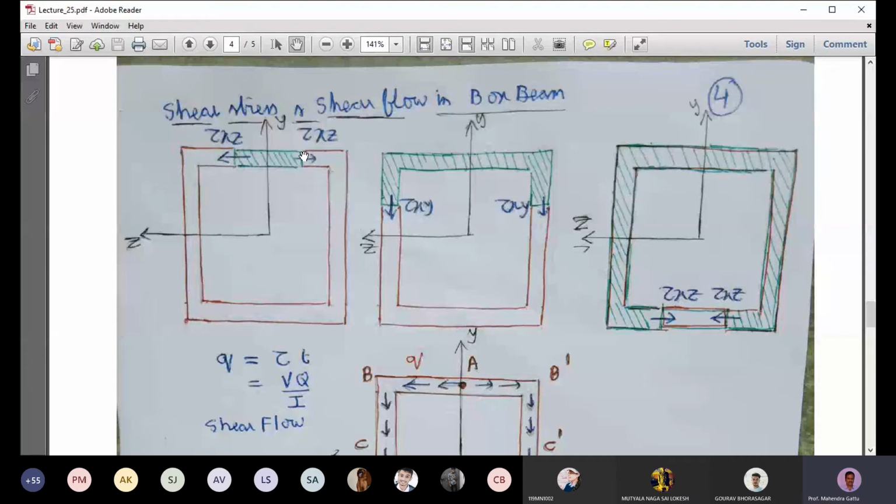Okay. So as you move the vertical cut away and away from the plane of symmetry, the tau xz will keep increasing. And from this on, once we reach this corner and we go towards inside the web, along the web, we can find the shear stress there.